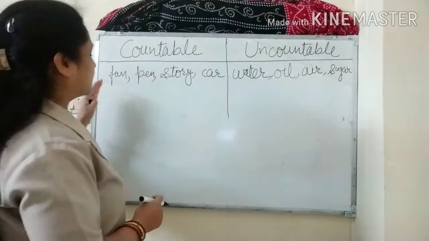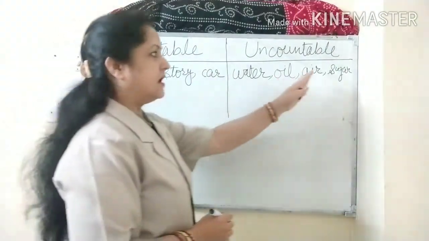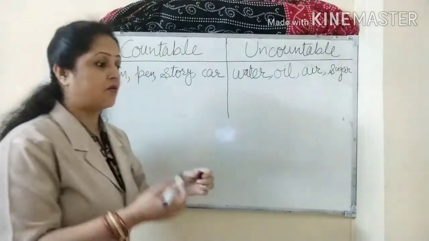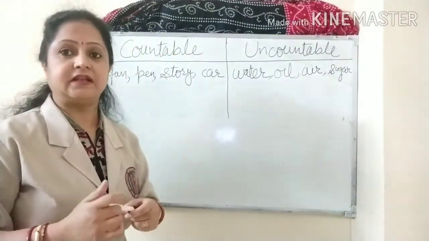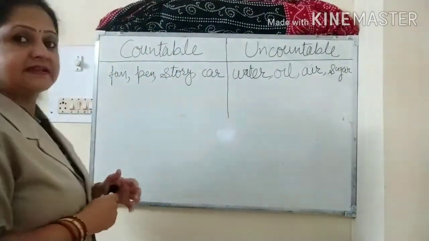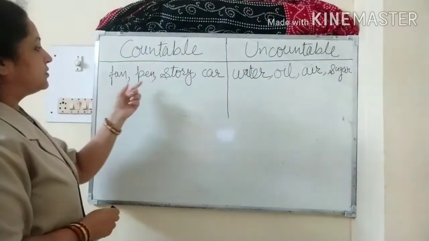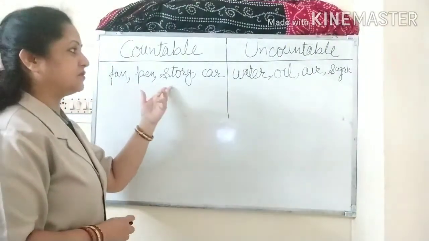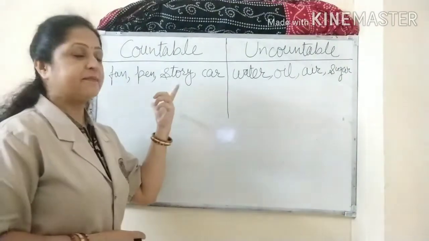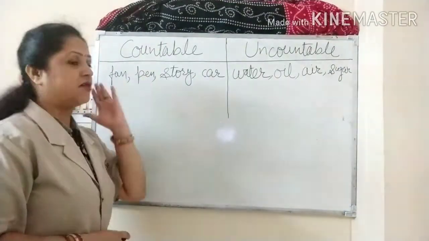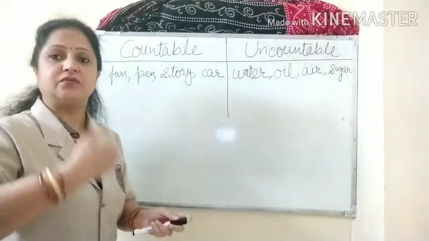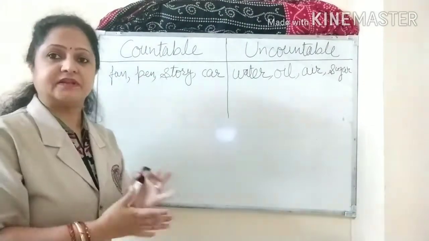So these are the countable nouns and these are the uncountable nouns. We can count the countable nouns in numbers. Just like I can say here, a fan, 2 pens, 3 stories, 4 cars. That means I can count the countable nouns in 1, 2, 3, 4 and so on numbers.